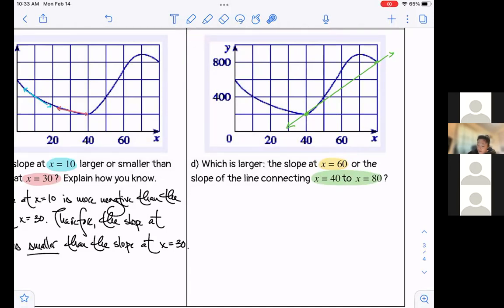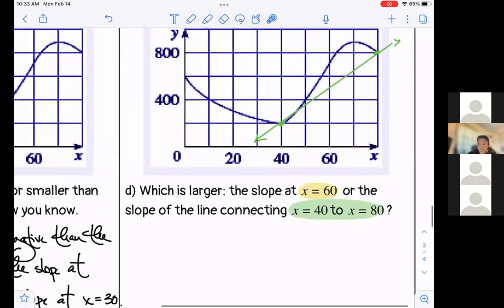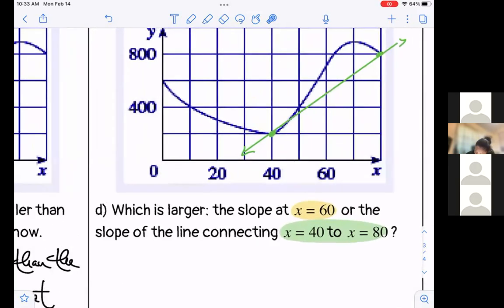Yeah, maybe 55 and 63, maybe even 59 and 61, right? The closer we can get to 60, maybe the more accurate our diagram will be.